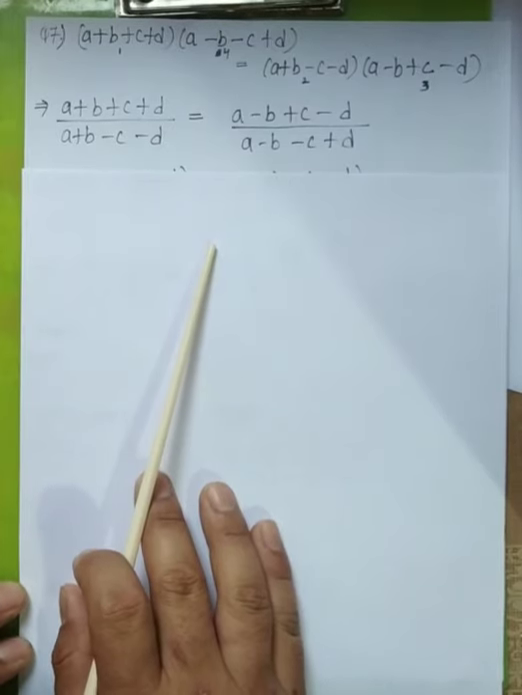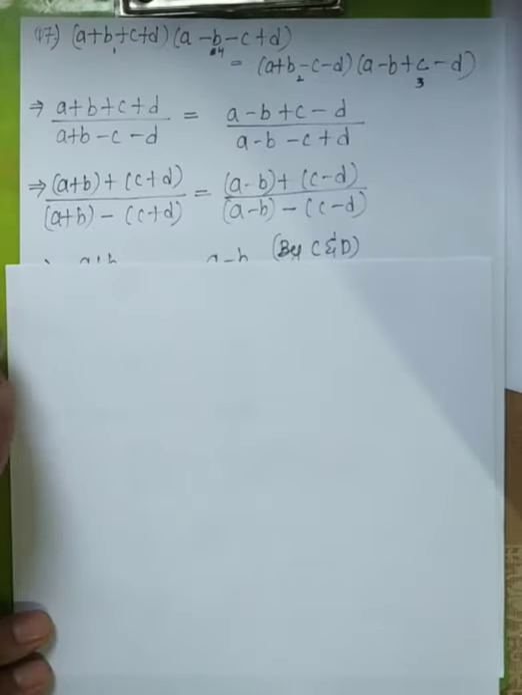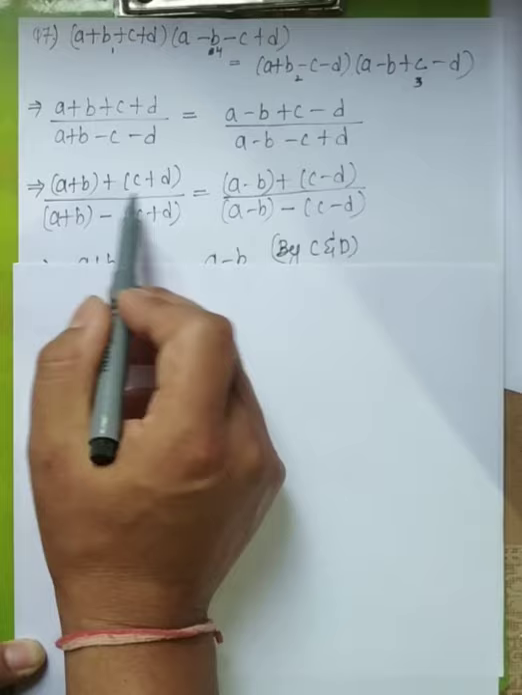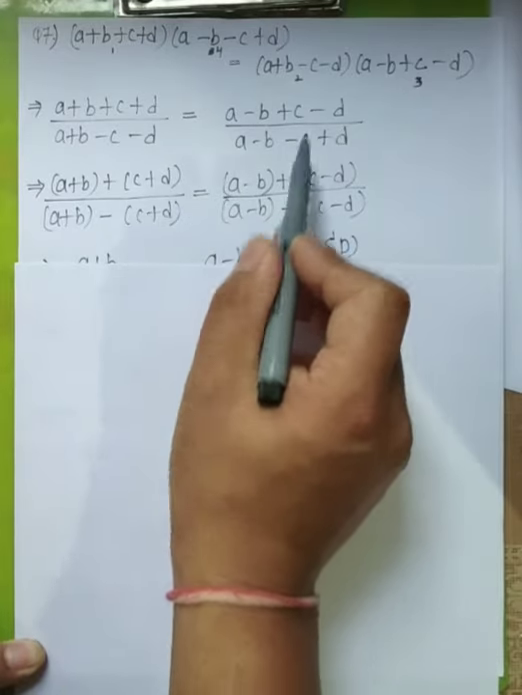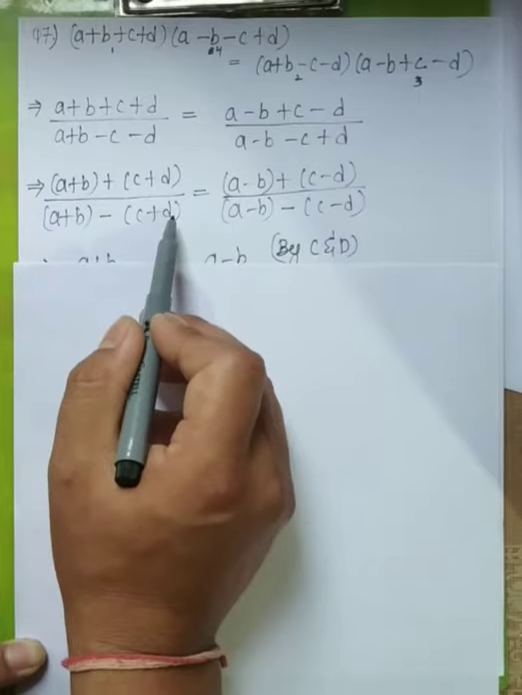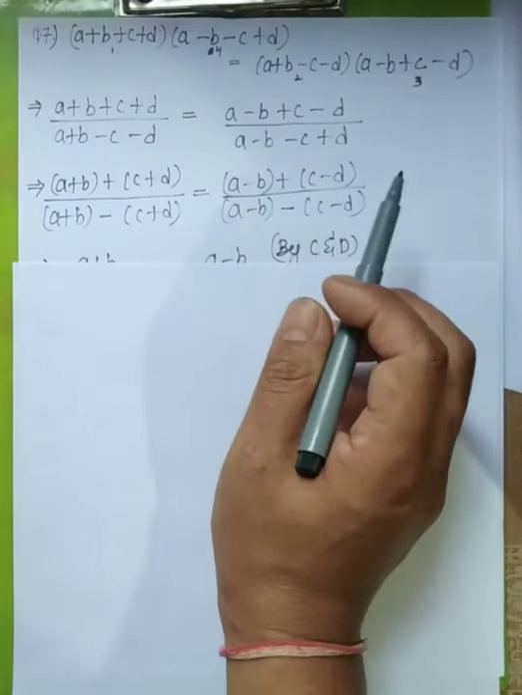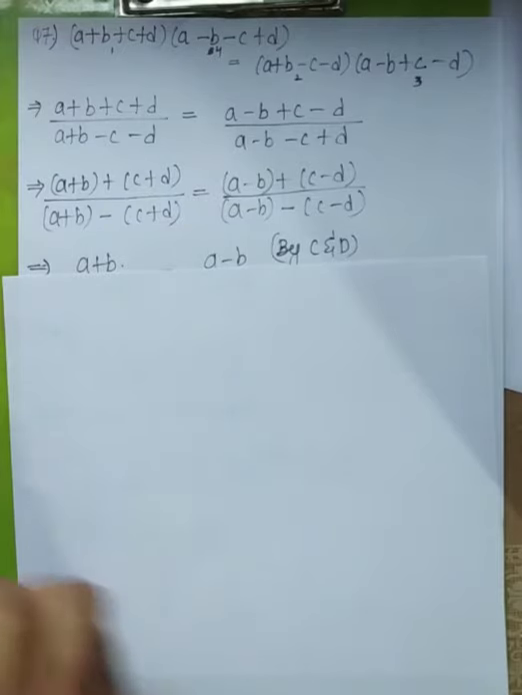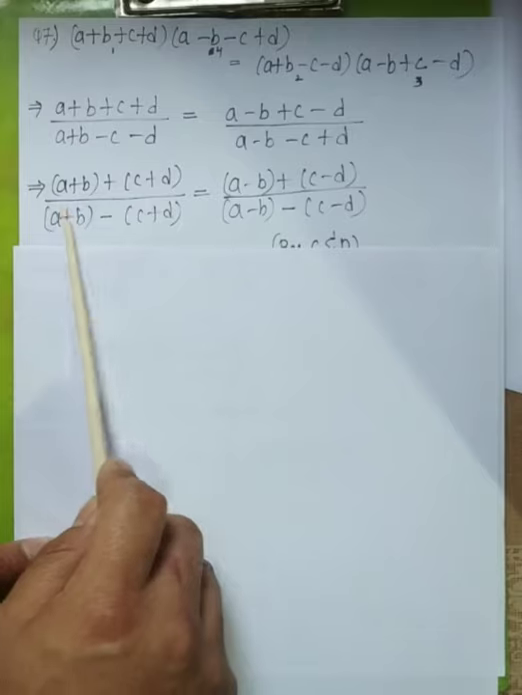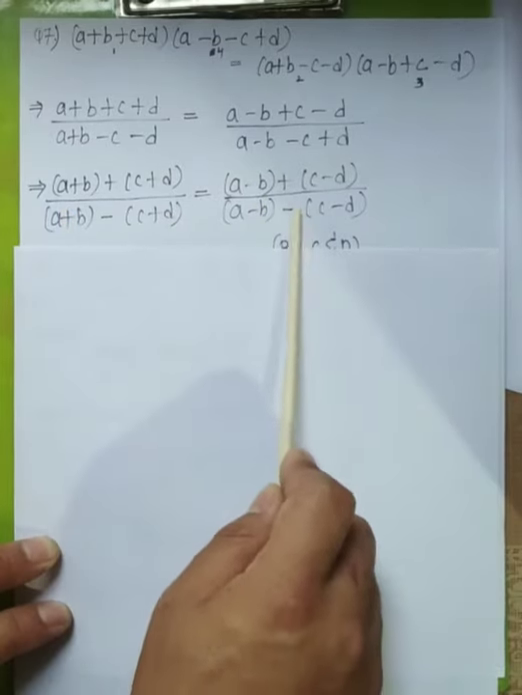Now what I'm doing is taking minus common in the denominators. The numerator is same: a plus b plus, I've just put a bracket. But in the denominator, a plus b minus common c plus d, and minus common c minus d. Now if you see properly, it is somewhat like componendo and dividendo. This plus this divided by this minus this, isn't it? This plus this divided by this minus this, isn't it?